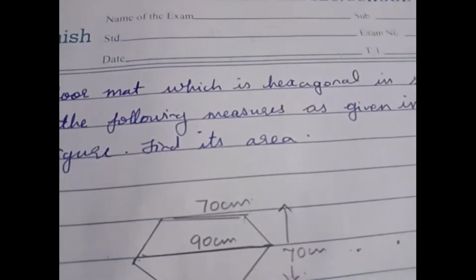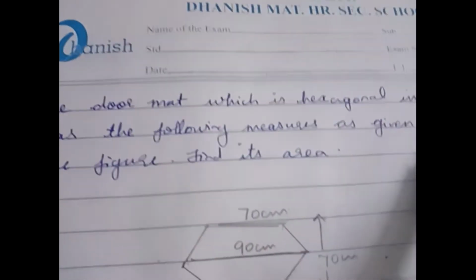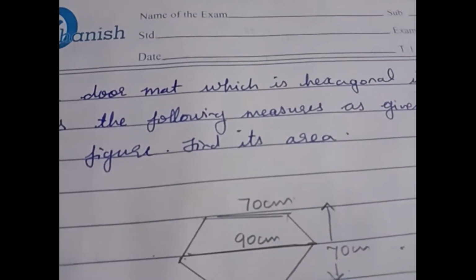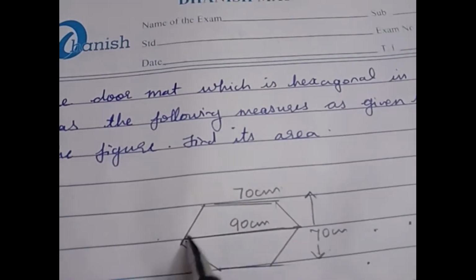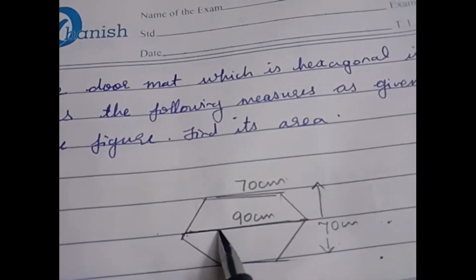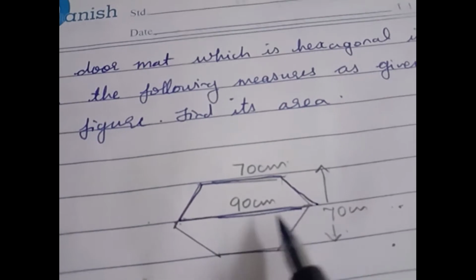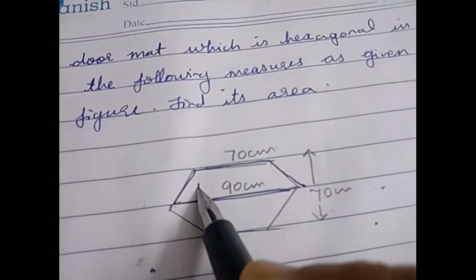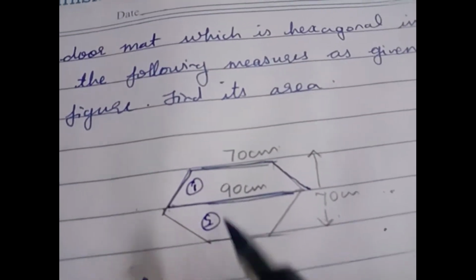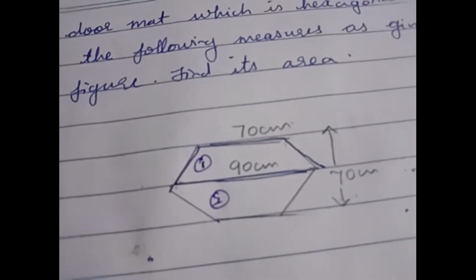We'll move to the fifth one. The doormat, which is hexagonal in shape, has the following measures as given in the figure. Find its area. If you see this figure, you can see the trapezium. So trapezium 1 and 2. Trapezium, you know the formula.